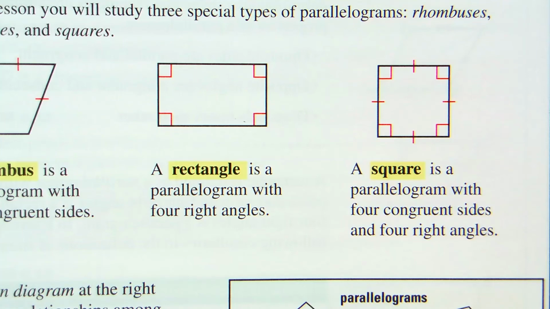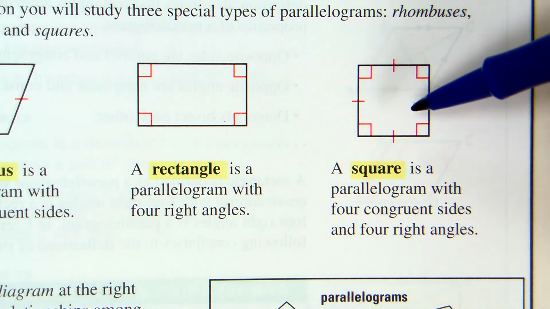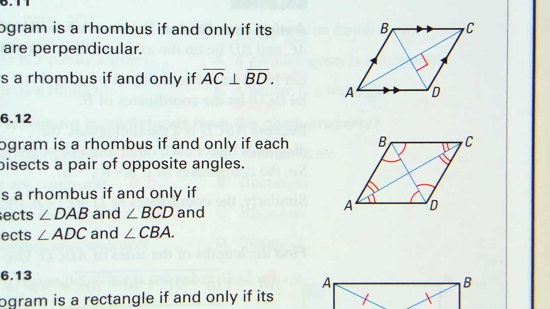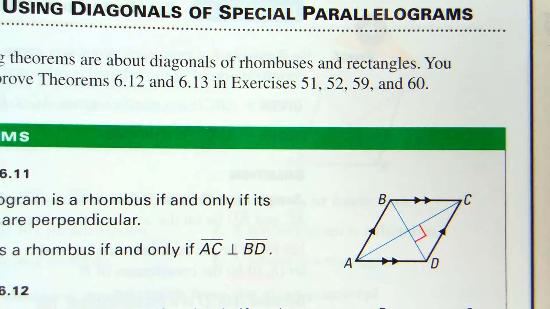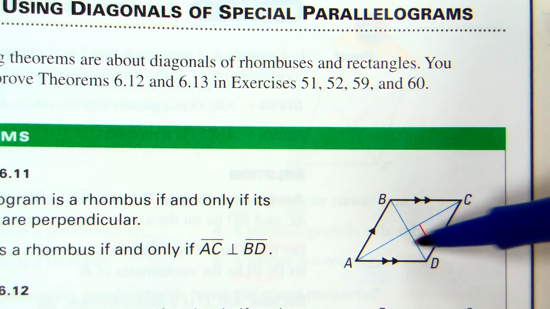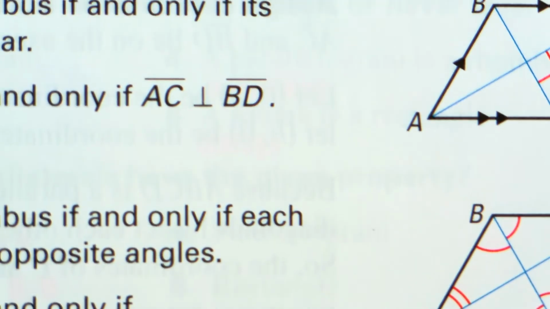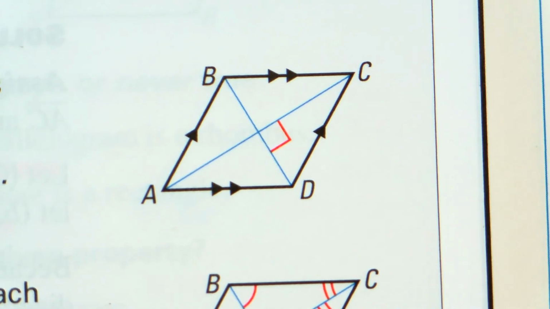And then a square is kind of the combination of a rhombus and a rectangle, in that it's a parallelogram with four congruent sides and four right angles. That makes up the three special parallelograms. All right, also, if a parallelogram is a rhombus, then its diagonals are perpendicular, meaning that they are going to form four right angles, as seen there.